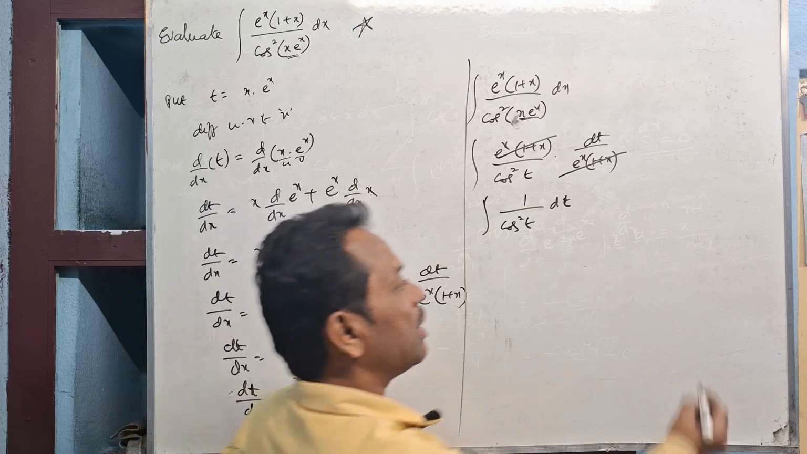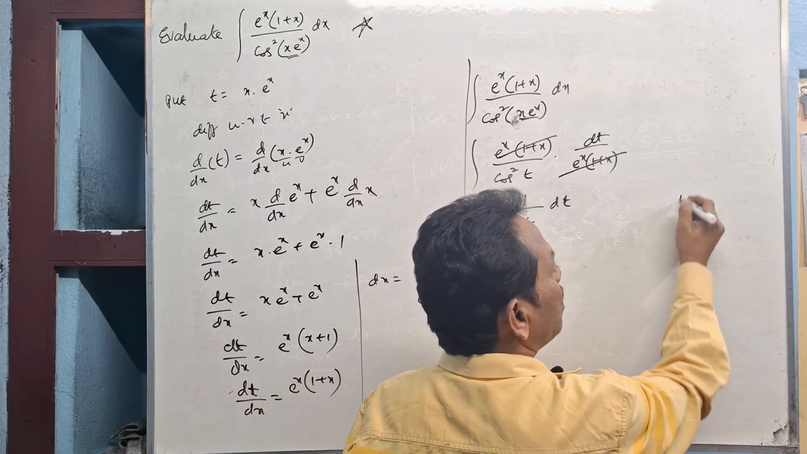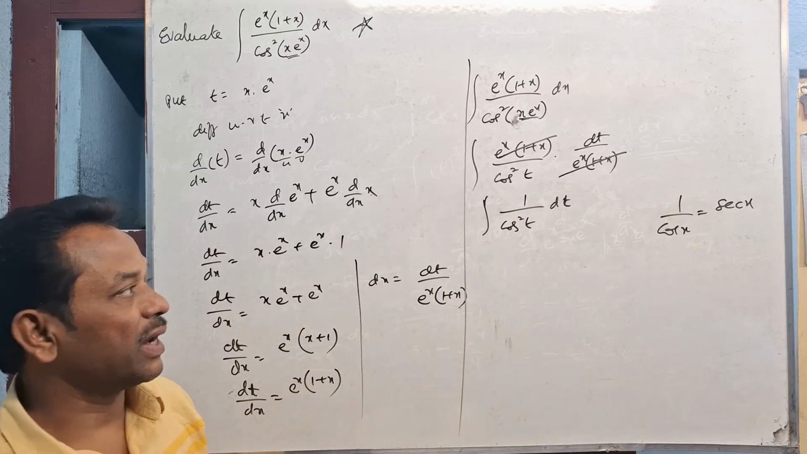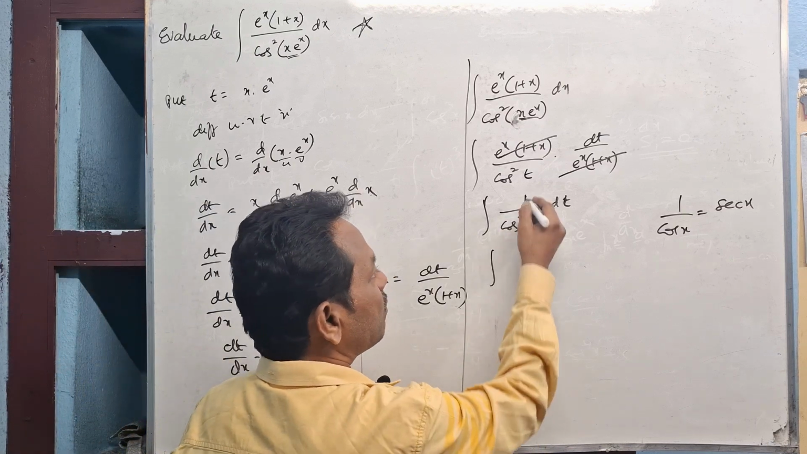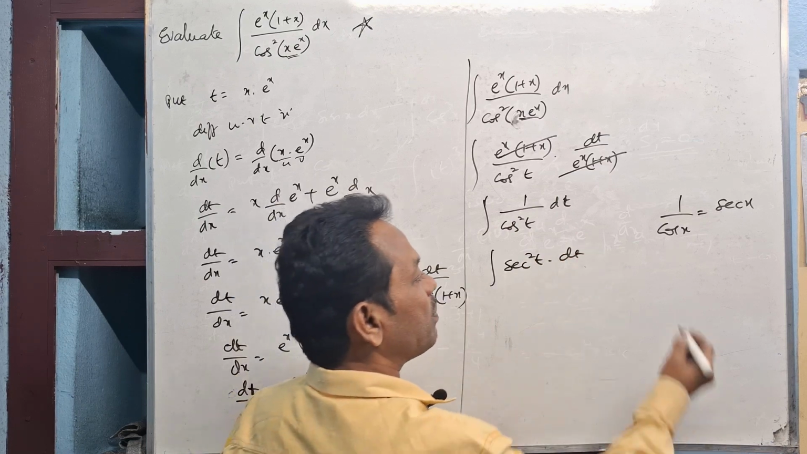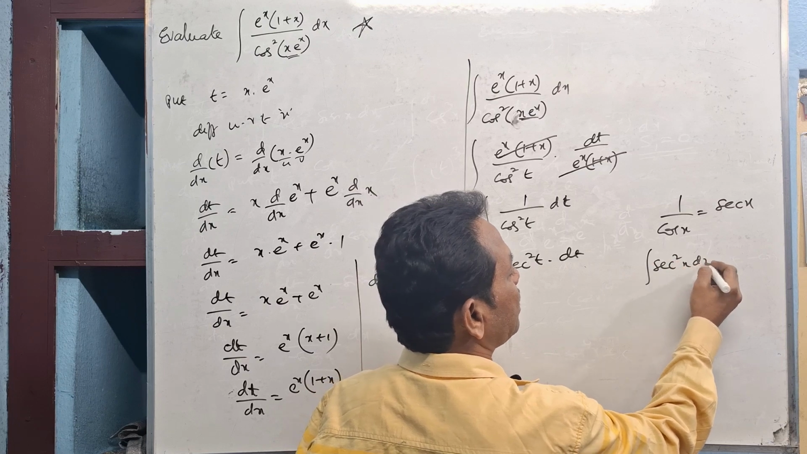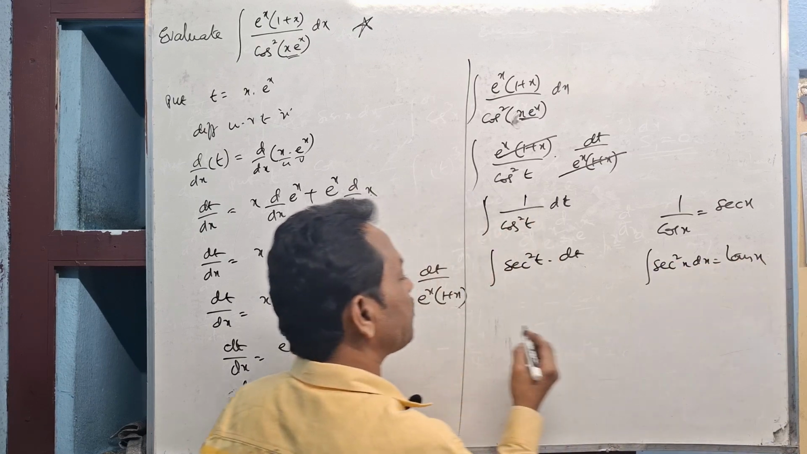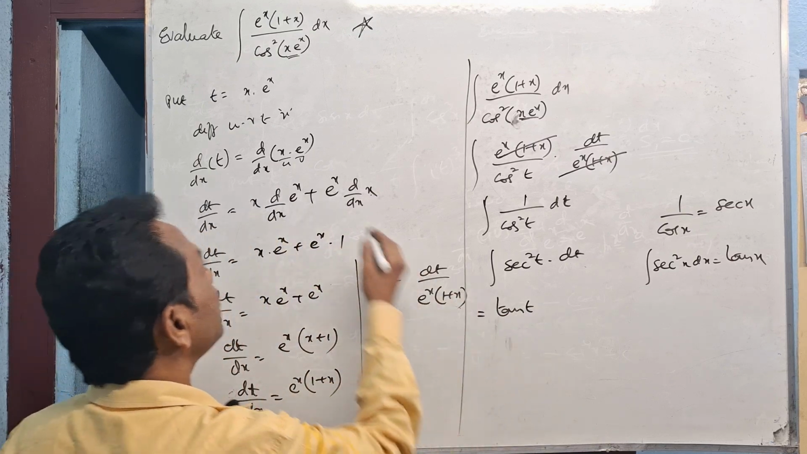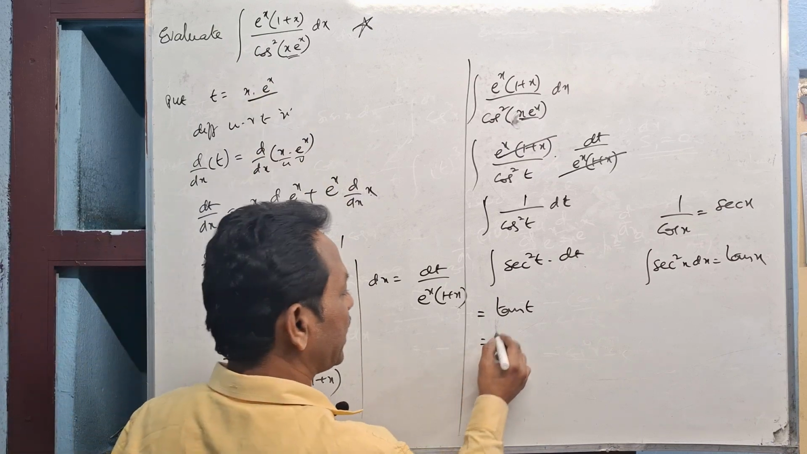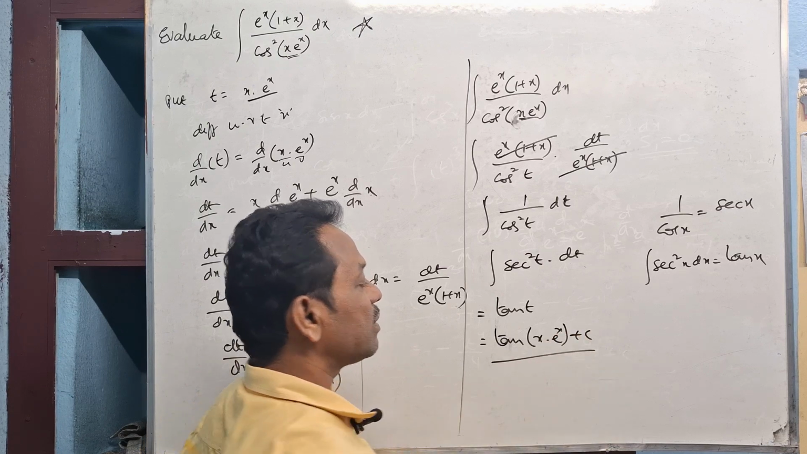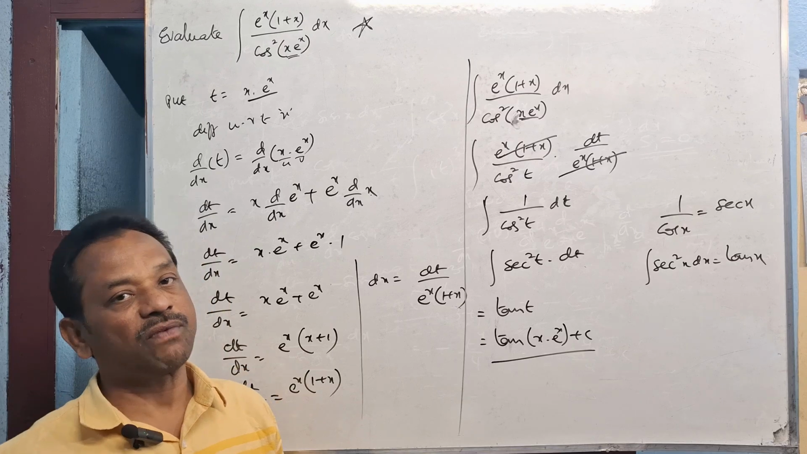We know that the reciprocal of cos is secant. Now this can be written as the integration of 1 by cos square t, which is secant square t dt. The integration of secant square x dx is nothing but tan x. So let me use that formula here. That gives you tan of t. The value of t is x into e power of x. So let me take tan of x into e power of x plus c. So our answer is tan of x into e power of x plus c.